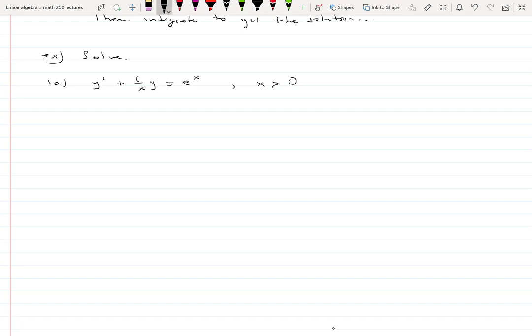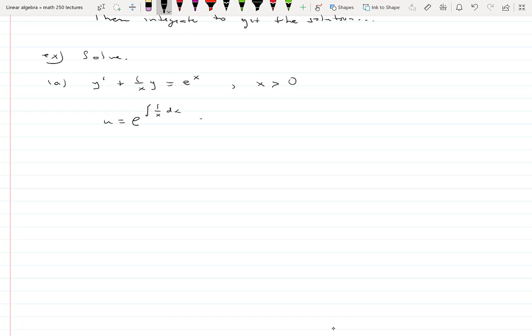Okay, so first thing, let's find the integrating factor. I've restricted the differential equation to only exist for x greater than 0, so we can avoid absolute values, you'll understand that in a minute. So u, the integrating factor, equals e to the integral of 1 over x with respect to x. It's the integral of p of x. P of x is the coefficient of the y term.